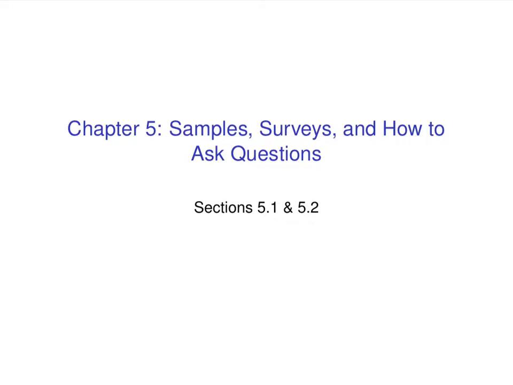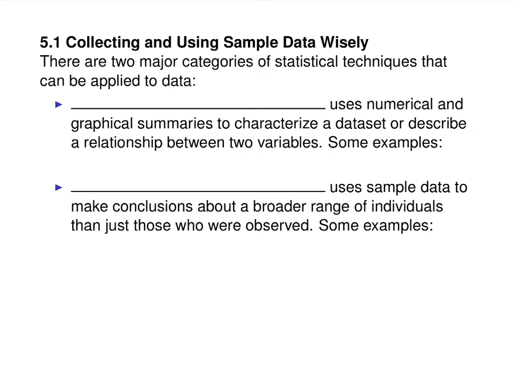All right, so quick short lesson covering section 5.1 and 5.2. So we're going to talk a lot about how to not do statistics badly in this chapter, sort of stuff that you need to watch out for, biases you need to watch out for, things like that. And there are two major categories of statistical techniques that we're going to apply to data. The first one is the stuff we talked about a lot in the earlier chapters. This is called descriptive statistics.